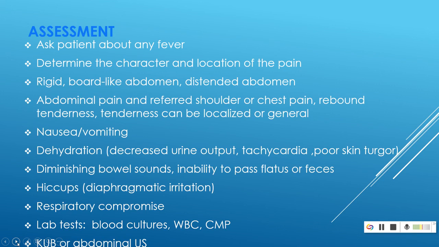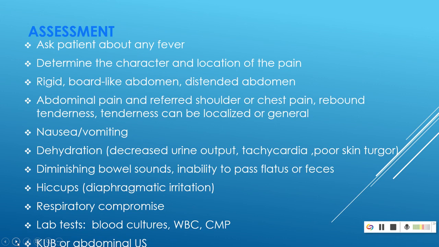CMP, chemistry panel. We've got to especially keep up with our electrolytes because we've had a fluid shift. When we have a fluid shift, what happens? Sodium and chloride go and water follows. So that all went to my peritoneal cavity. So what's left in my circulating blood? I've got the appearance of dehydration, and my potassium may be hemoconcentrated, so it can be elevated.